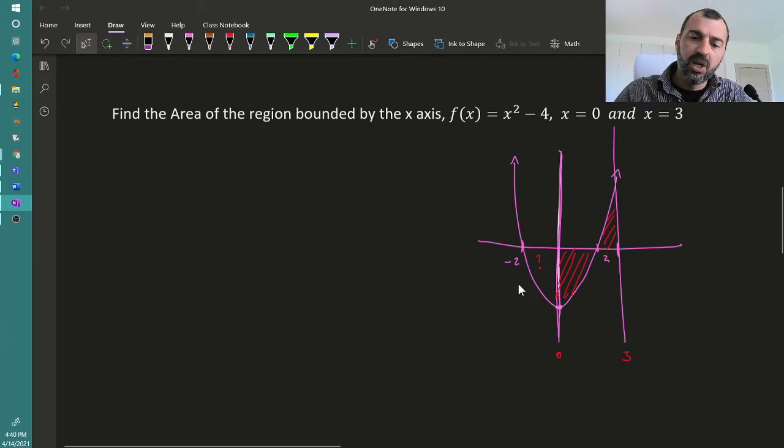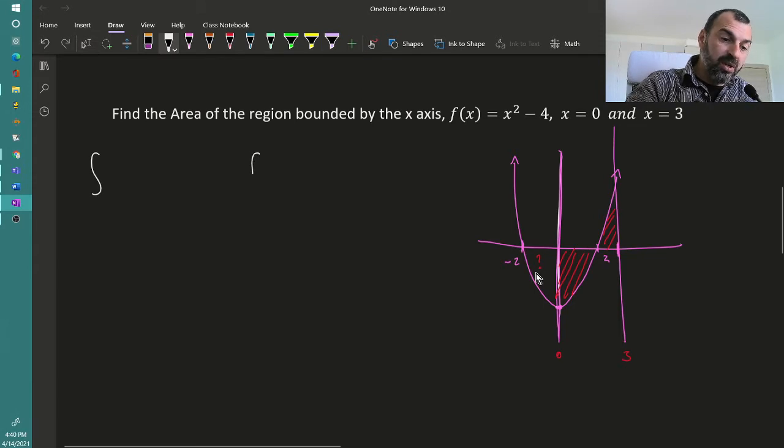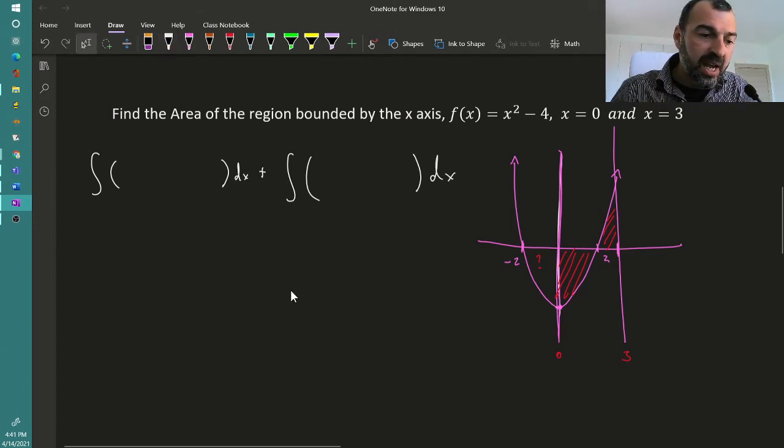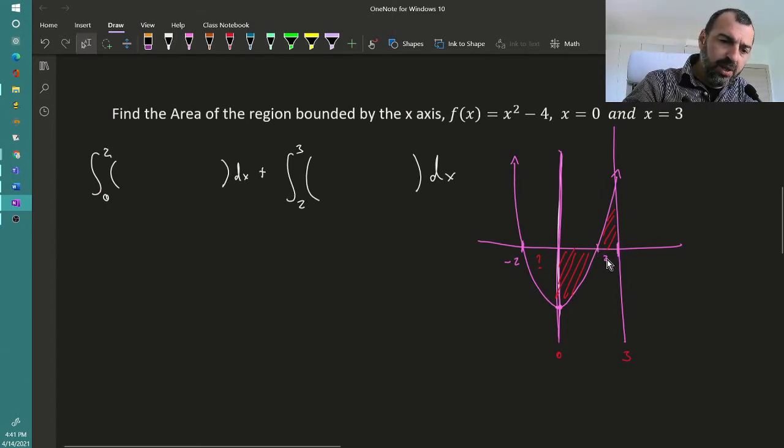All right. Since I've got two areas, I'm going to break this up into two integrals, dx, and I'm going to add them up. Hopefully I've given myself enough space there. Basically, I'll do this one first. This goes from 0 to 2. You see how it goes from 0 to 2? So I'm going to go from 0 to 2. This one goes from 2 to 3, so I'm going to go from 2 to 3.